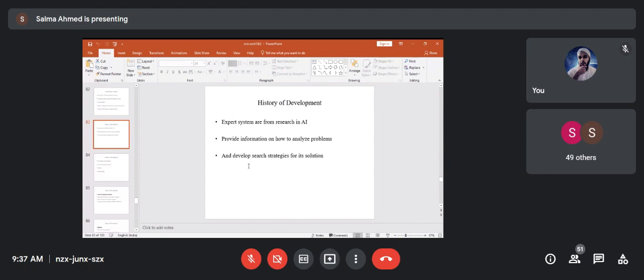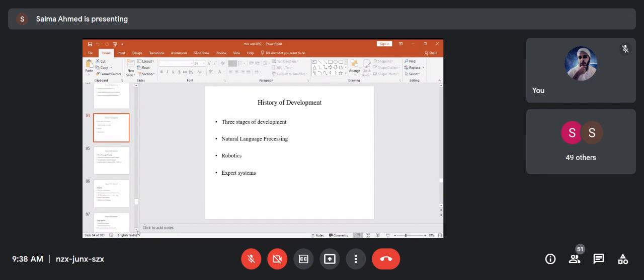Now, what basically is an expert system? They are a development from research in AI, artificial intelligence, which provides information on how to analyze a problem and develop search strategies for its solution. Now, there are three stages of development. First stage is what we call natural language processing. Second stage, robotics. And the third stage is what I'm discussing now, that is expert systems.